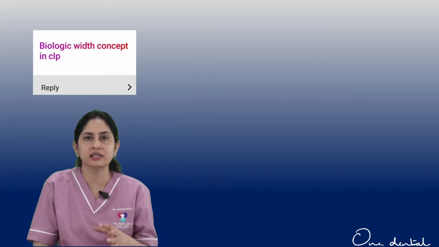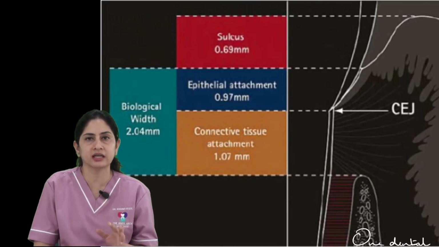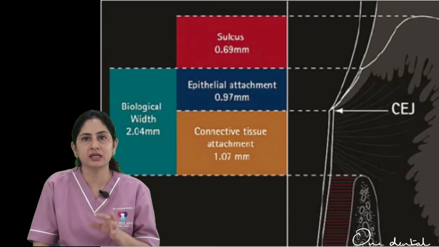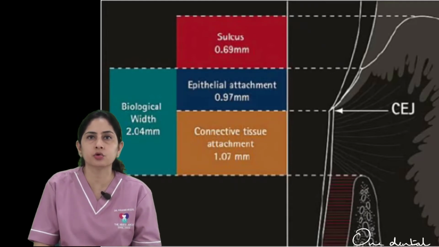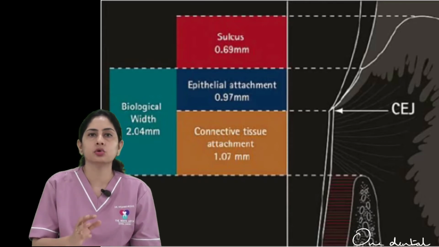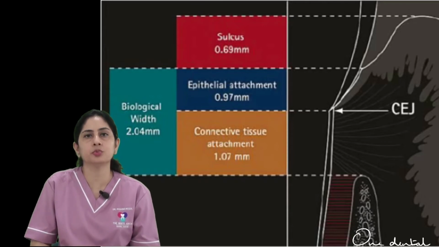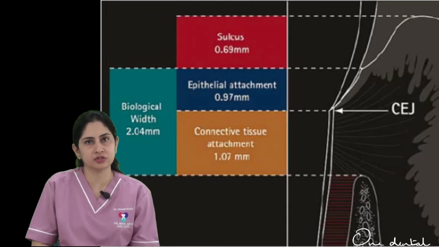So what you understand by biologic width, it is nothing but the combined dimensions of the connective tissue attachment and the epithelial attachment, or to make it simpler, it is a dimension of soft tissue which is attached to the portion of the tooth coronal to the crest of the alveolar bone. So in terms of measurement, when you probe from the gingival sulcus, the dimensions of the biologic width are approximately 2 millimeters, 2.04 millimeters plus the depth of the sulcus.